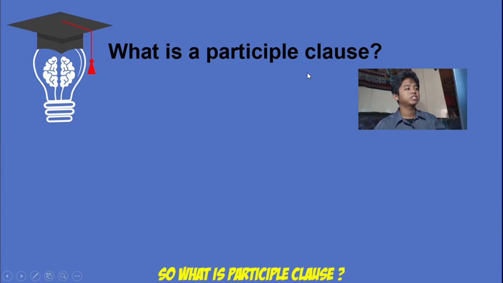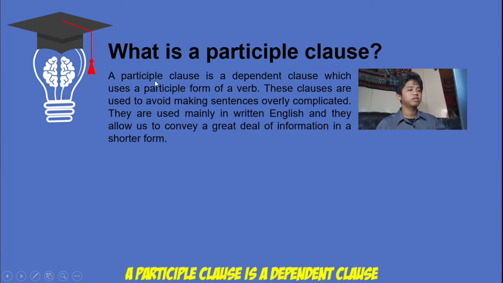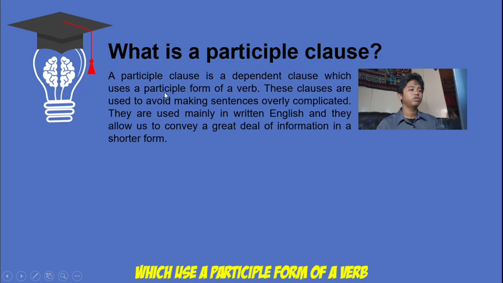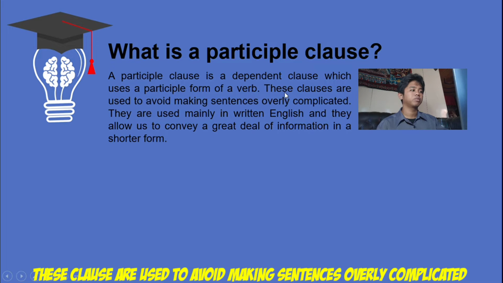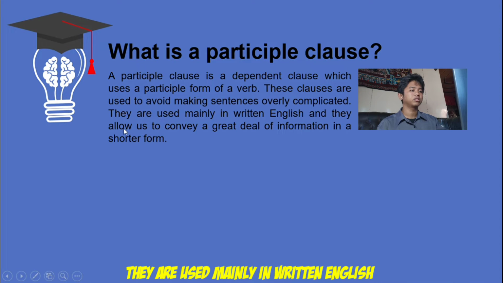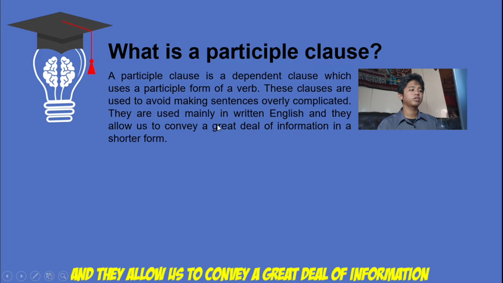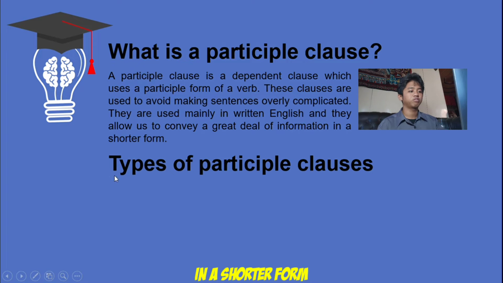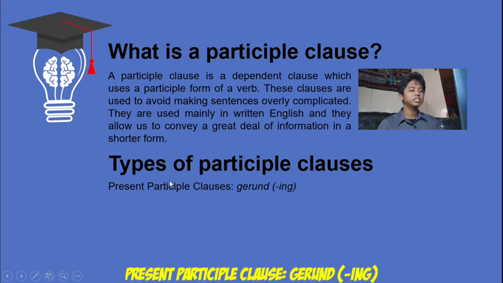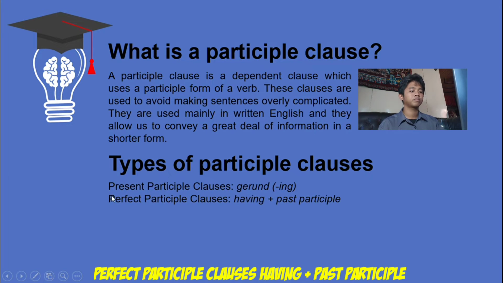So, what is a participle clause? A participle clause is a dependent clause which uses a participle form of a verb. These clauses are used to avoid making sentences overly complicated. They are used mainly in written English, and they allow us to convey a great deal of information in a shorter form.